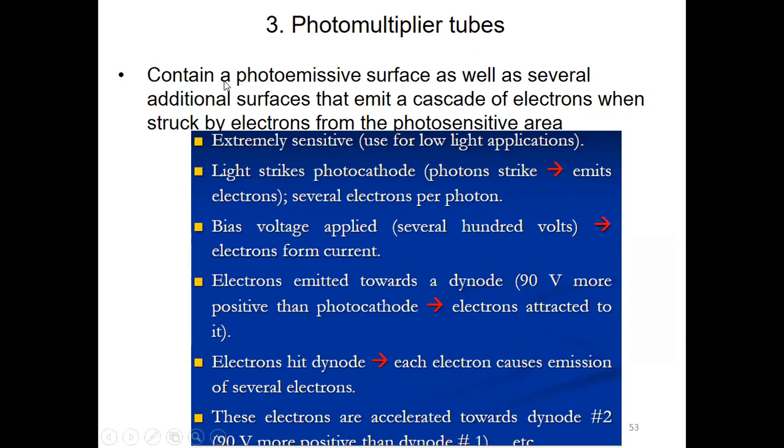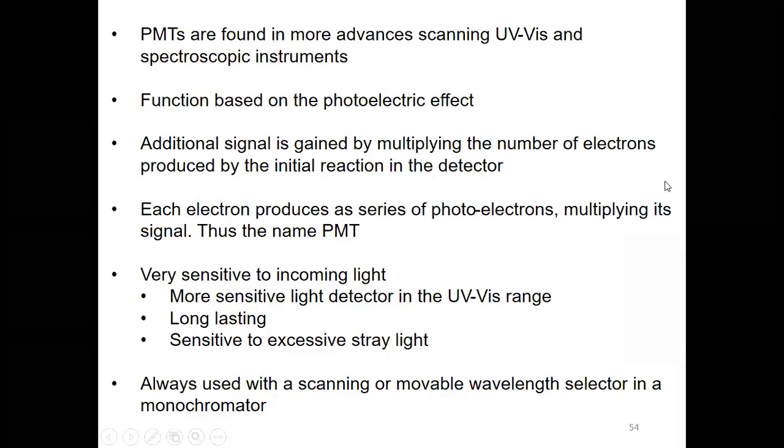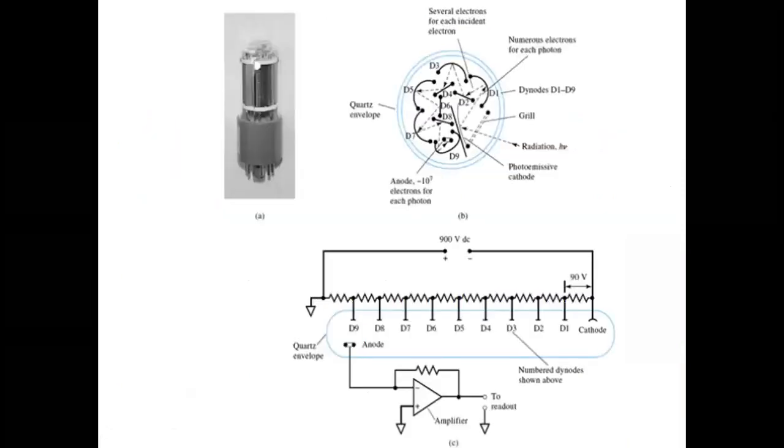The photomultiplier tube contains a photoemissive surface as well as several additional surfaces that emit a cascade of electrons when struck by electrons from the photosensitive area. Okay, before understanding this sentence, I will go to the image of the photomultiplier tube and explain what is happening. Okay, look at this figure, figure B. You can see the figure B.